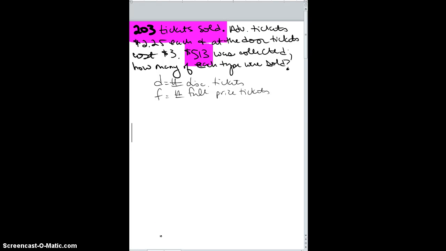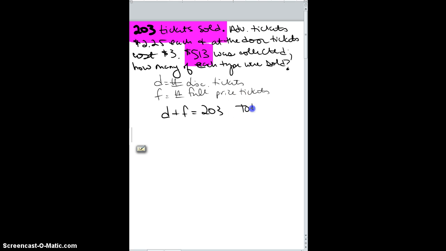Alright, so this is another story problem. If you look at what I highlighted, it talks about the total number of tickets sold and then how much money we brought in. So right away, I know this is a total and a value story problem because I have the total number of tickets and I have how much they're worth. So if D is the discounted tickets and F is the full price tickets, then I know the total of those two types of tickets is going to be 203. Right, so that deals with the total.